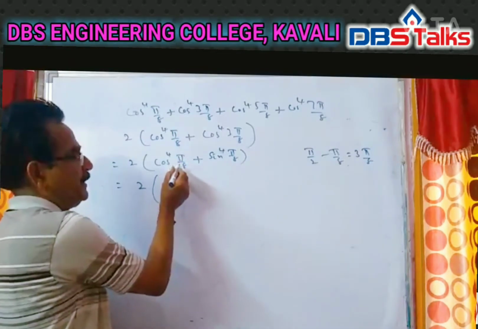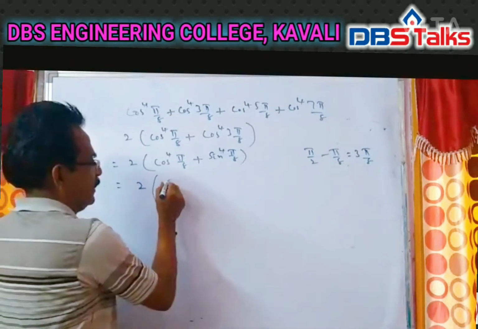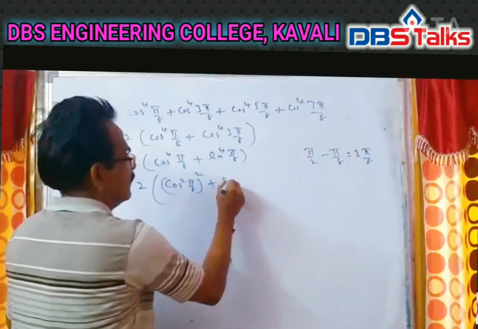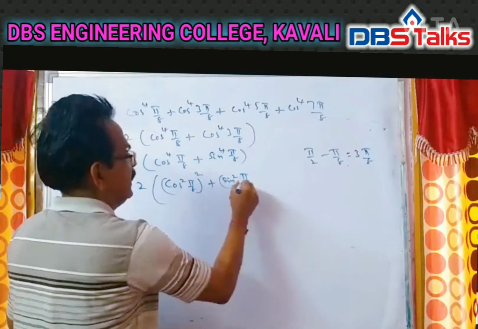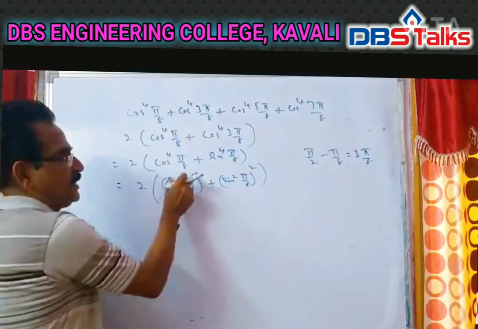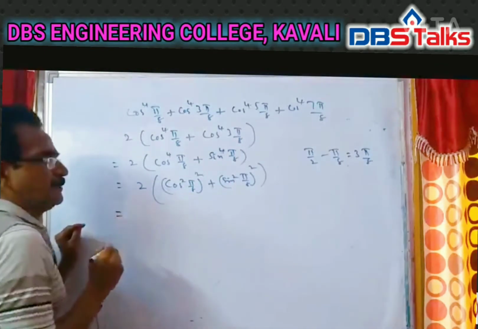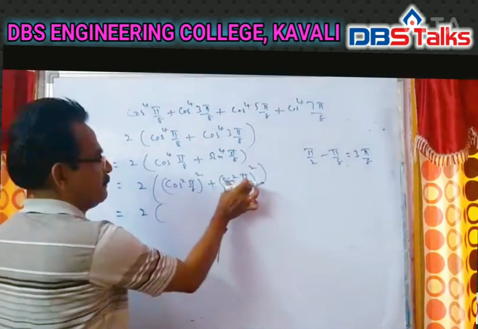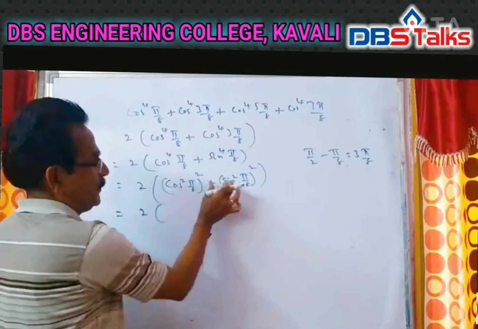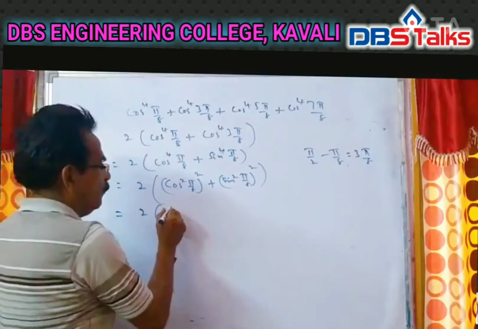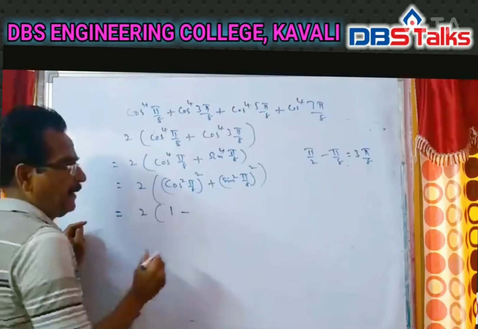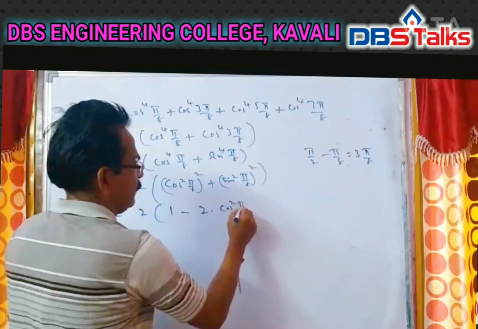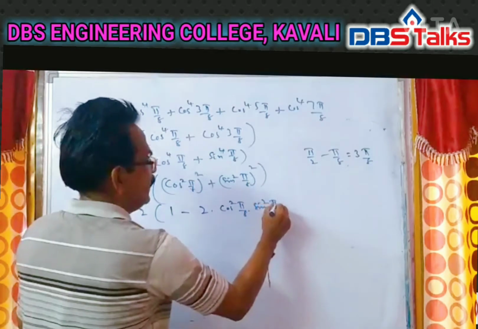Cos power 4 pi by 8 means cos square pi by 8 whole square plus sin square pi by 8 whole square. This is a square plus b square. What is a square plus b square, friends? It is a plus b whole square minus 2ab. Cos square pi by 8 plus sin square pi by 8 is 1, 1 square is 1. So a plus b whole square minus 2ab, 2 into cos square pi by 8 into sin square pi by 8.